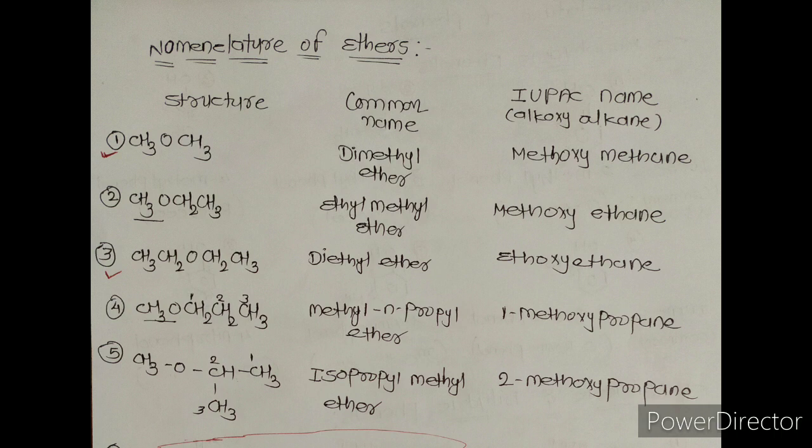Fifth compound, CH3OCH(CH3)2. If we are talking about its common name, then according to the rules of common names, the CH3 groups are together, so we use iso for that. Total three carbons are there, hence it becomes isopropyl. On the left side of oxygen a methyl group is there, and on the right side of oxygen an isopropyl group is present. So the final common name of the fifth compound is isopropyl methyl ether.